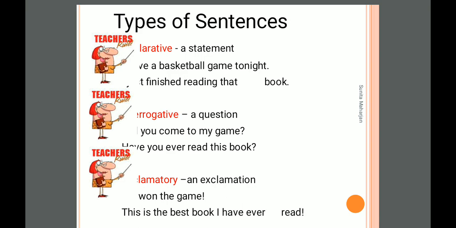Thirdly, exclamatory. An exclamatory sentence expresses feelings and it ends with an exclamation mark. Whenever you are happy or sad, then you use this type of sentence. So if you win the game, then you will say, hooray, we won the game, right? So you will say this sentence in excitement.